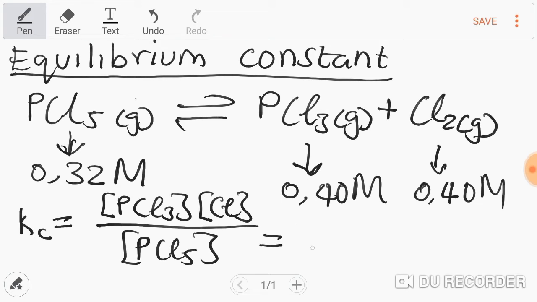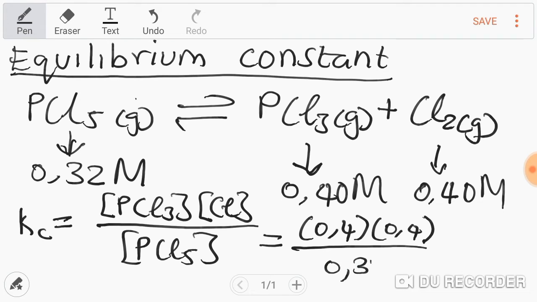So when we substitute this, we get 0.4 multiplied by 0.4 all over 0.32. So can you punch in your calculator? Let me also punch in mine to get the solution for this one. So 0.4 multiplied by 0.4 divided by 0.32 is 0.5. So our Kc is 0.5.